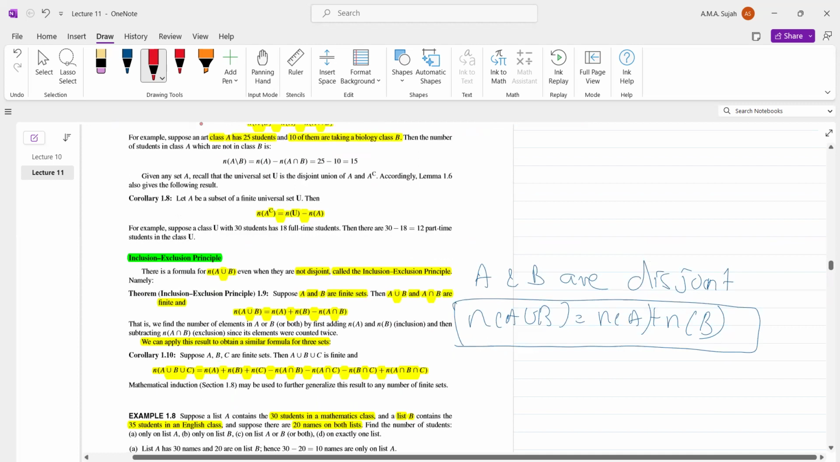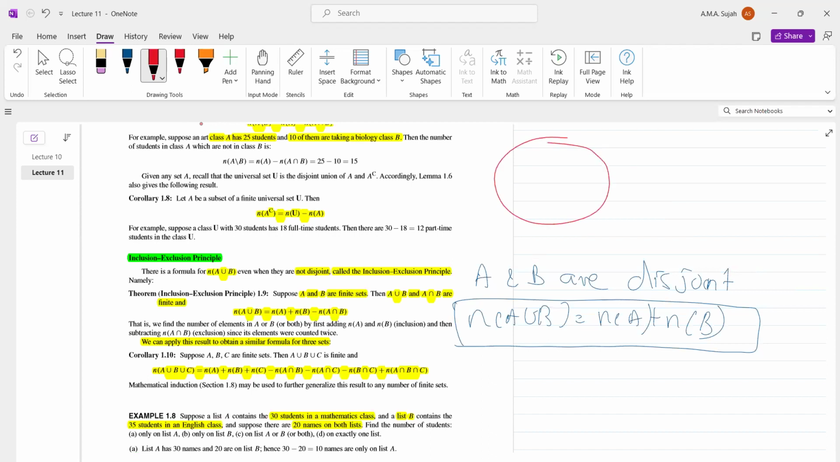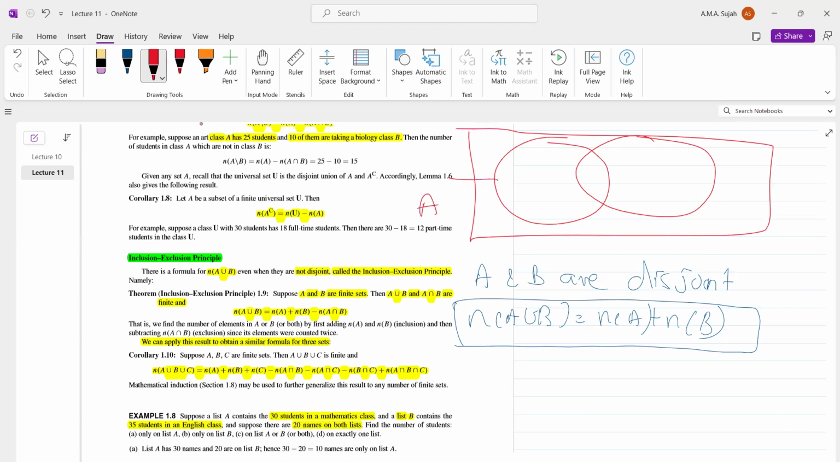For example, suppose an art class A has 25 students, and 10 of them are taking biology class B. Just imagine there is a class A. Class A contains 25 students, and among these 25 students, 10 students are taking the biology class B.